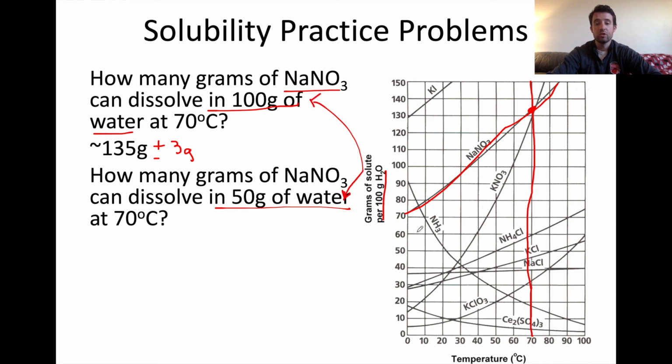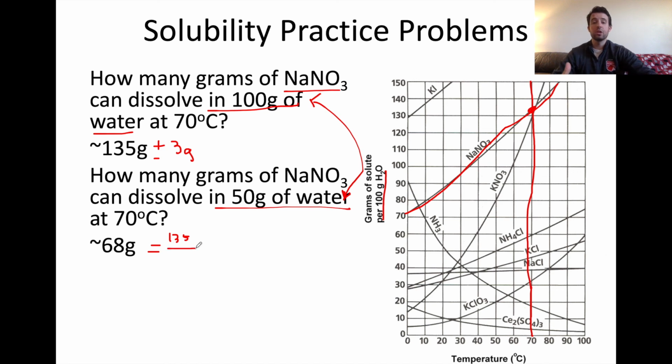If we change it to 50 grams of water, we're kind of cutting the amount of water in half. So that would also cut our solute in half. So instead of saying 135, we would say somewhere around like 68 grams, because we could fit 135 grams in 100 grams of water. Now we have half that amount of water, so the answer would be 68.